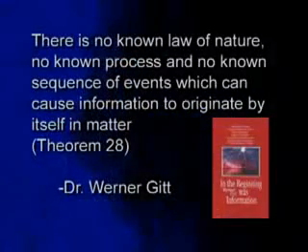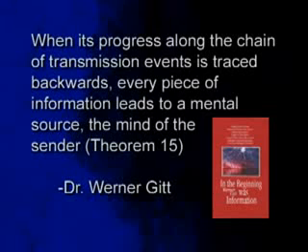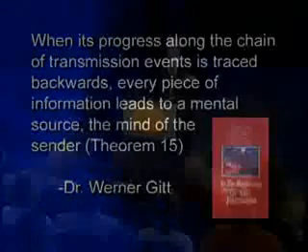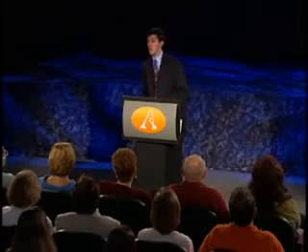Dr. Werner Gitt, he's an expert on information science. He says, there is no known law of nature, no known process, and no known sequence of events which can cause information to originate by itself in matter. That is a theorem of information science. He says, when its progress along the chain of transmission events is traced backwards, every piece of information leads to a mental source, the mind of the sender. So when we trace back this copying process, an article copied from an article copied and copied and copied, ultimately, somebody wrote it. Ultimately, there is a mind behind it.